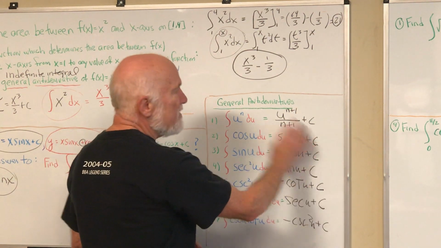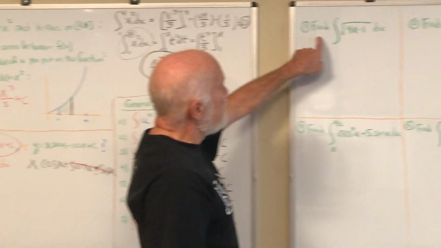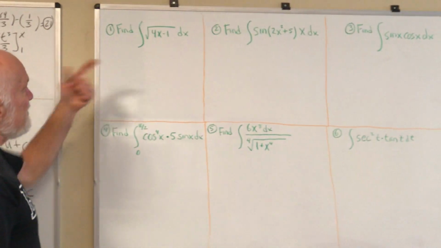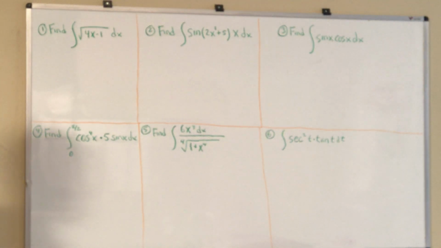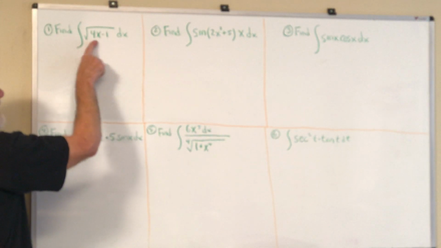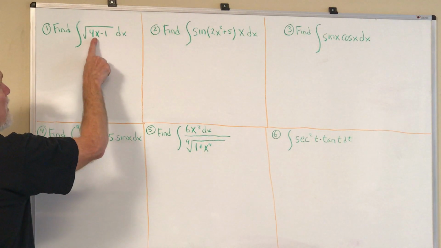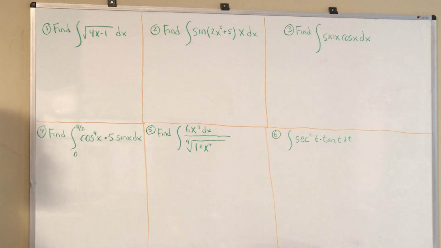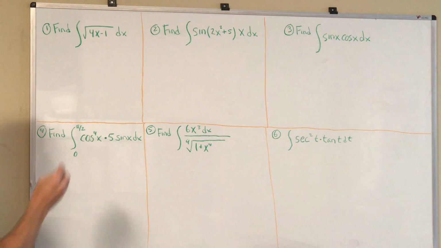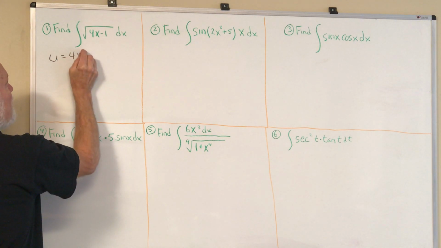Keep these formulas in mind, and let's go to this first one. Does that look like any of those 7 forms? No, but in my mind, I can think I might be able to get this into the form of u to the 1/2 power du. To do that, I'm going to let u equal 4x minus 1.